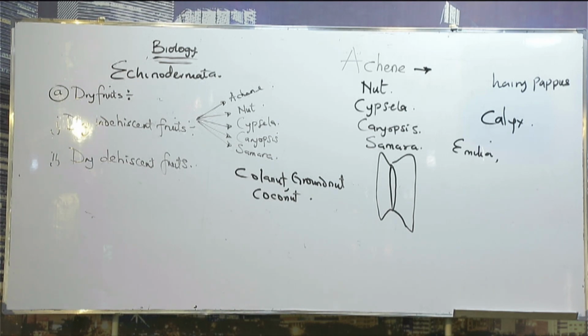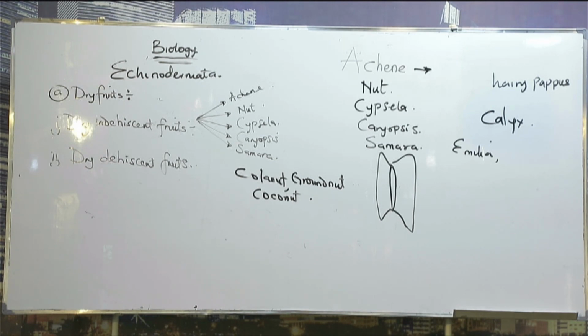It's just simple. Samara is a type of dry indehiscent fruit in which the pericarp is modified into a membranous wing. That is samara. Then for caryopsis, the pericarp and the seed coat are fused together. That means you cannot distinguish between the seed coat and the pericarp. Then the nut, the pericarp has a woody nature.